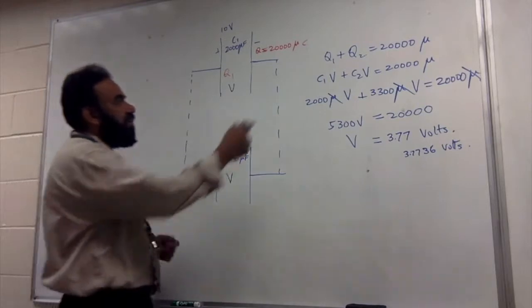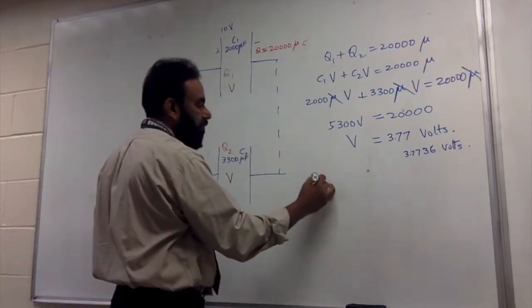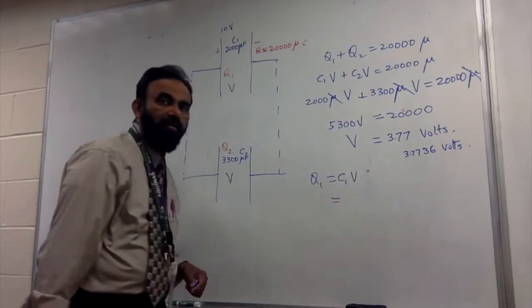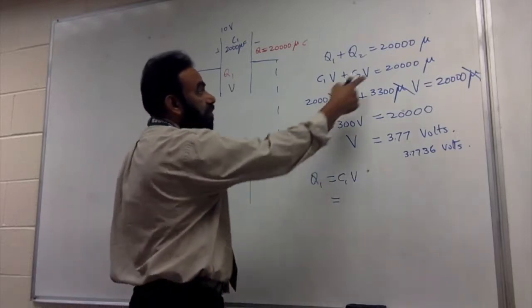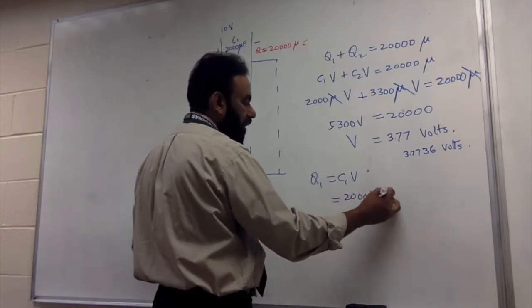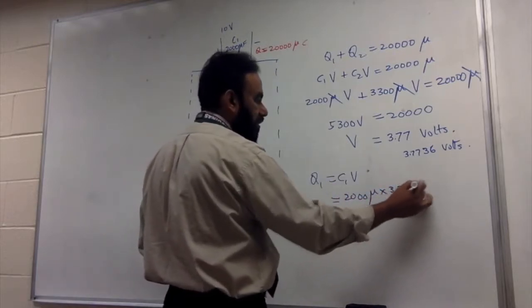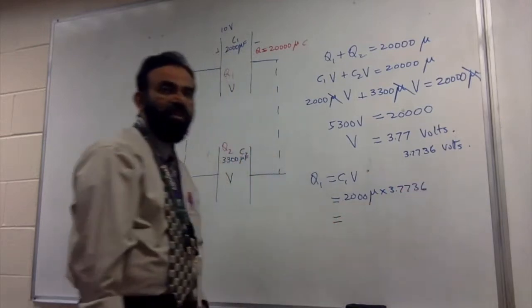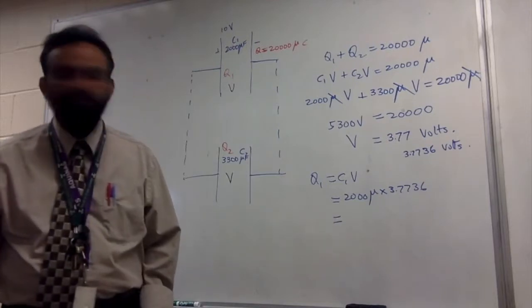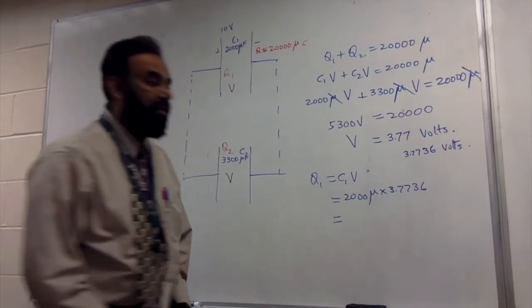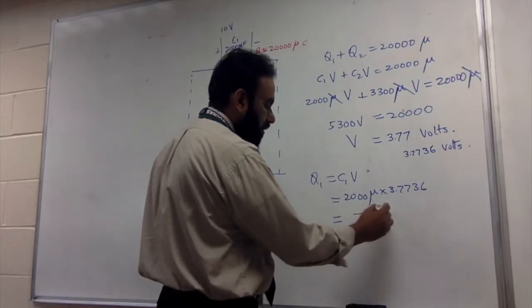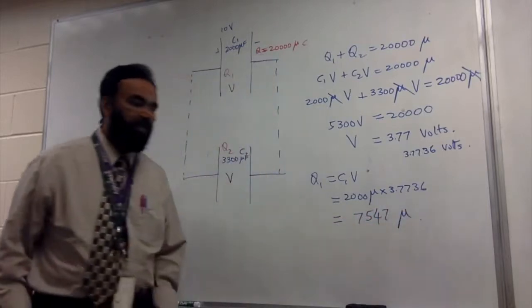So how much is the charge on the first one? It is C1V. Now can you find out how much charge is on the first one? C1 is what? 2,000 micro times 3.7736. How much is that answer? Leave the micro as it is. How much? 7,547 microcoulomb.